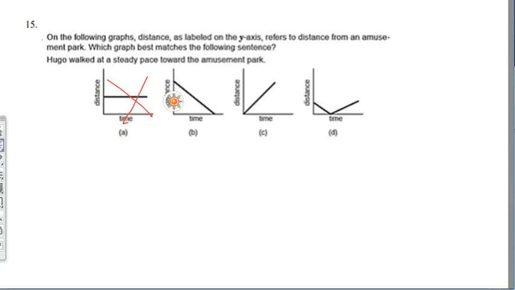This one shows them, if this is the amusement park here, this is showing a person walking back towards home from the amusement park. This one right here shows a person walking at a steady rate towards the amusement park. Okay, so it would be C. This one shows someone walking from the amusement park back home and then walking back towards the amusement park again.